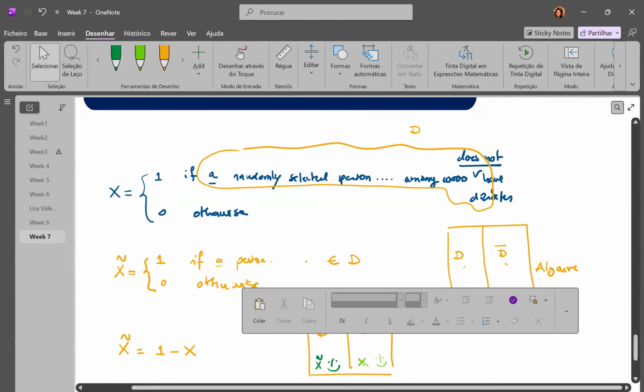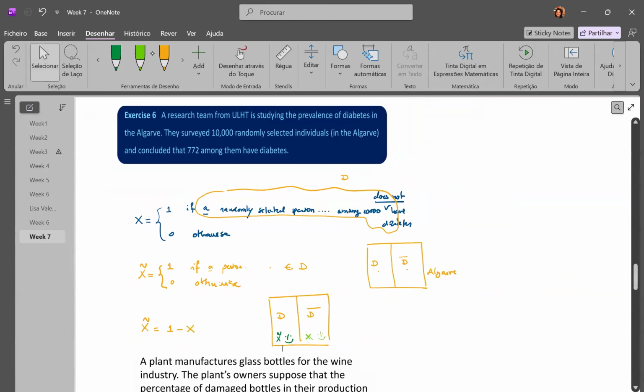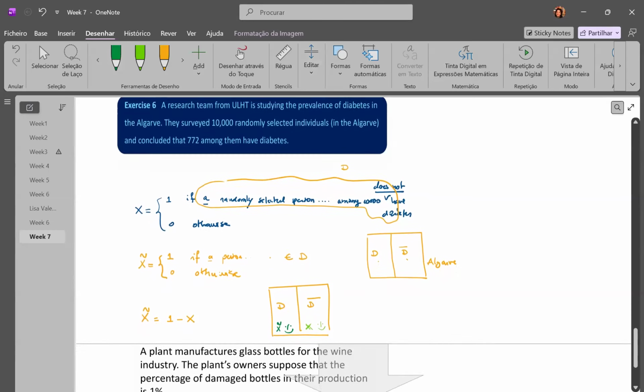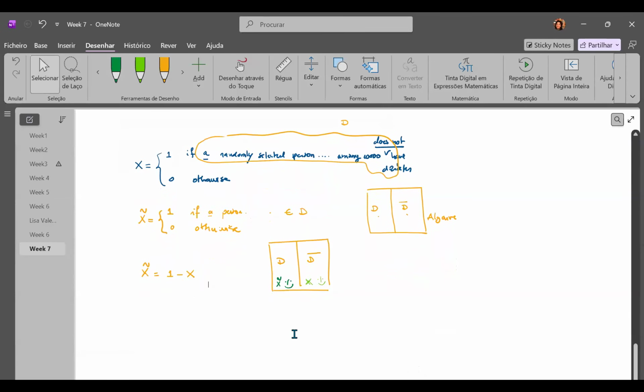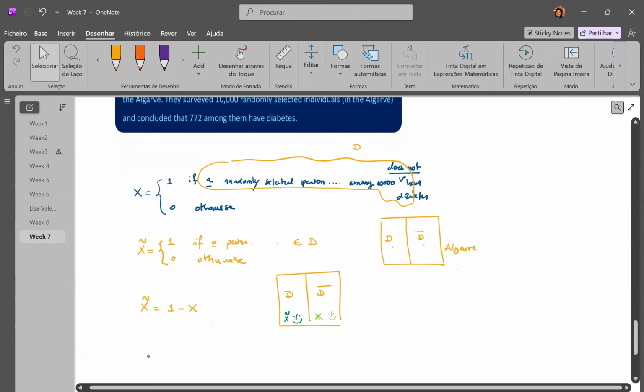So now let me ask you something. Let us work with X. If we work with X, would you agree if I write this? P is the parameter of the Bernoulli X. So it's the probability of a person in the Algarve having diabetes. Do you agree? Please feel free to say that you do not agree, but I wanted you to think about this.